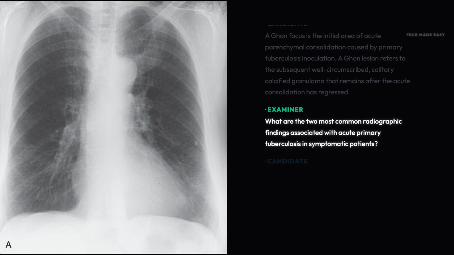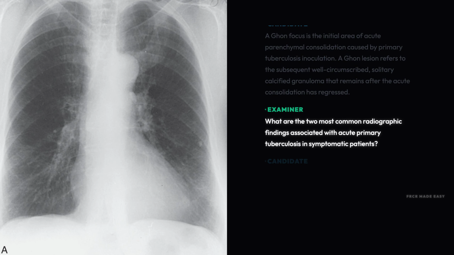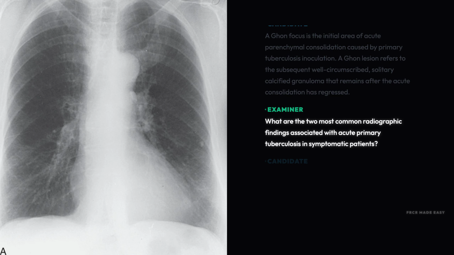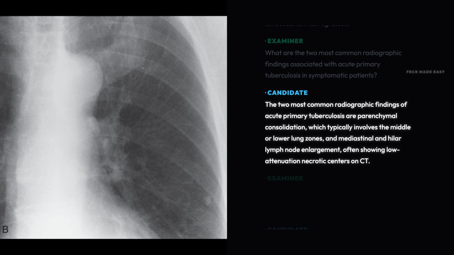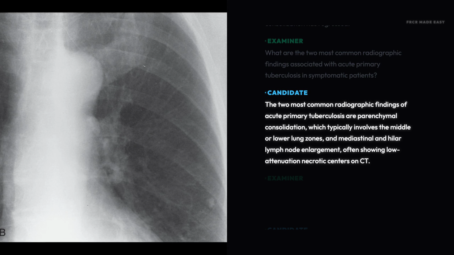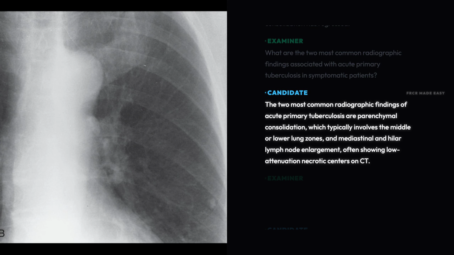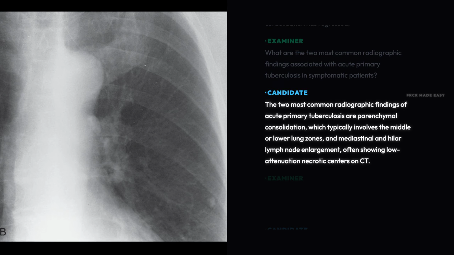What are the two most common radiographic findings associated with acute primary tuberculosis in symptomatic patients? The two most common radiographic findings of acute primary tuberculosis are parenchymal consolidation, which typically involves the middle or lower lung zones, and mediastinal and hilar lymph node enlargement, often showing low attenuation necrotic centers on computed tomography.